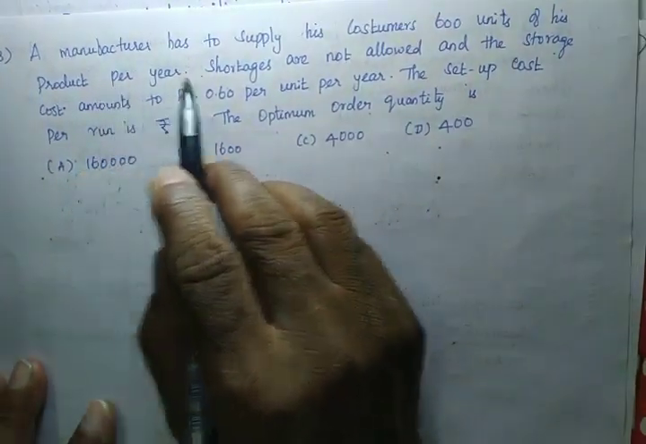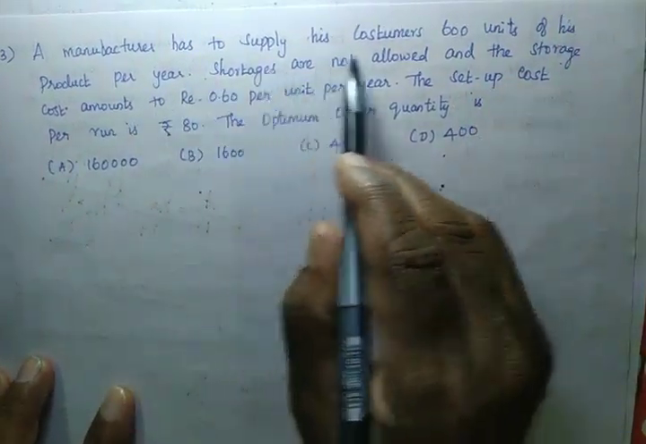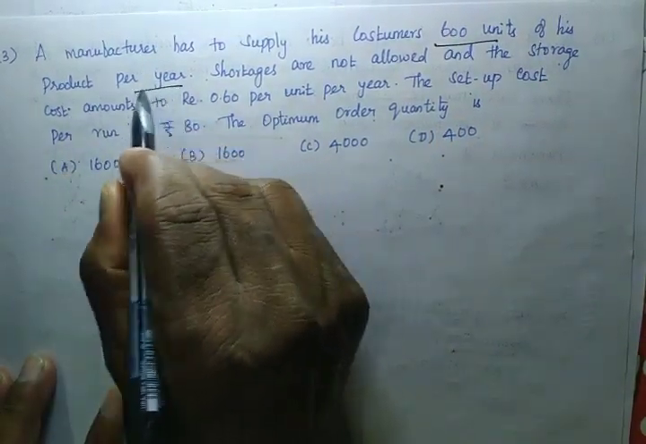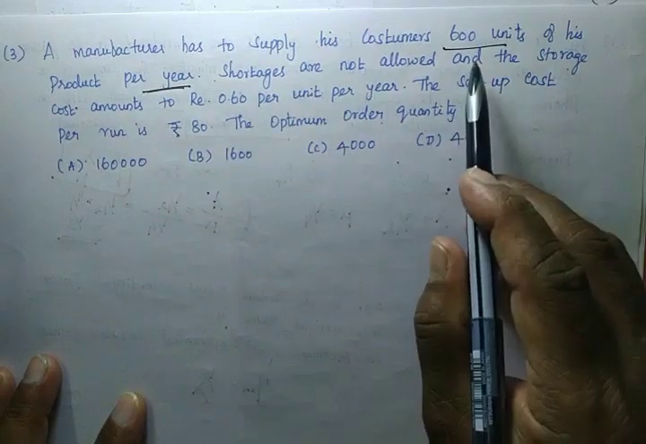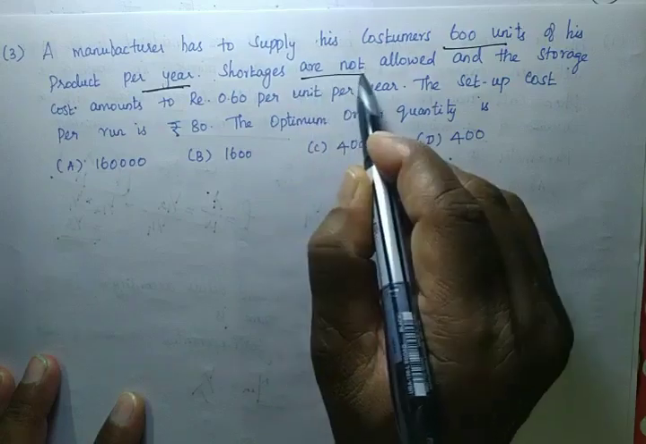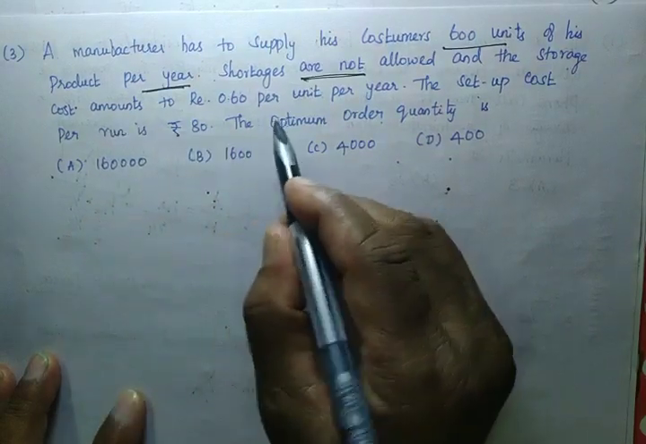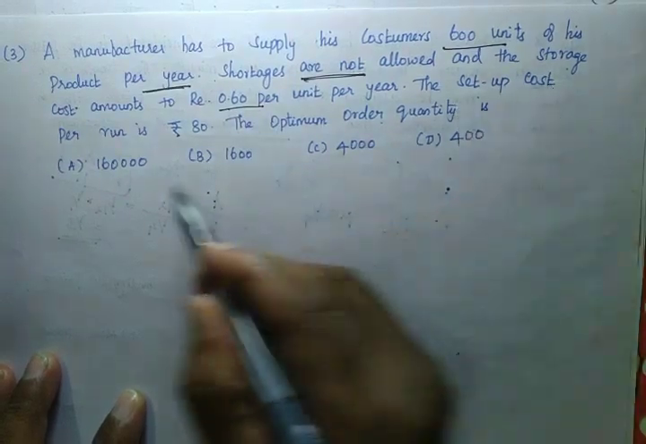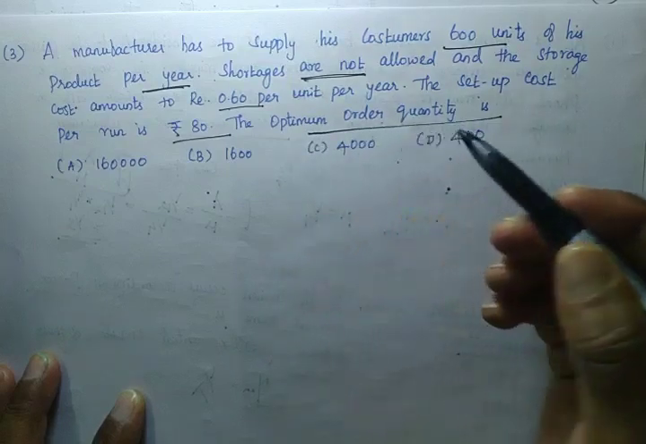A manufacturer has to supply, this question is from the EOQ, economic order quantity. A manufacturer has to supply his customer 600 units of product per year. Do remember the unit is very important, per year or per week or per month. Read the questions carefully. Shortages are not allowed. Whether shortages are allowed or not, the formula will differ. The cost is rupees 0.6 per unit per year, and the setup cost per run is rupees 80. They are asking for the economic order quantity, the optimum order quantity, EOQ.